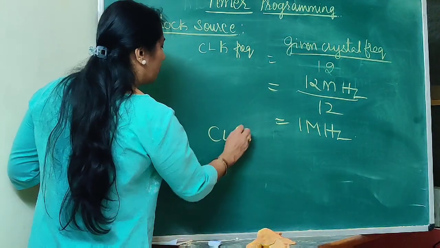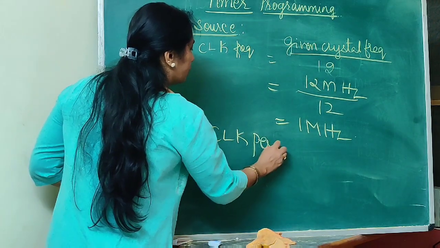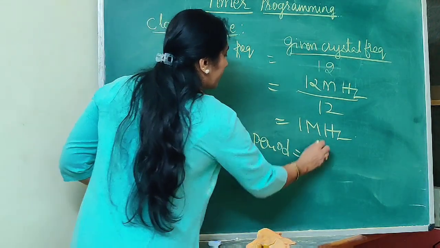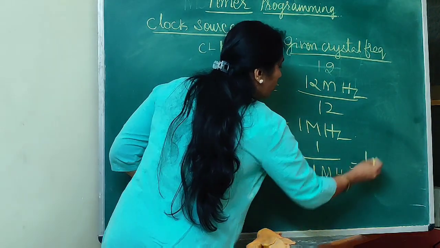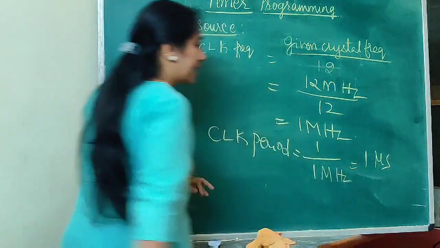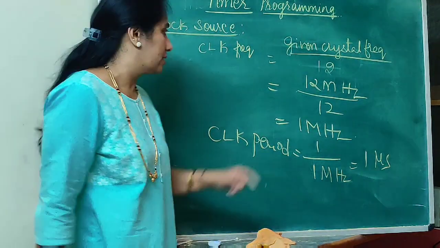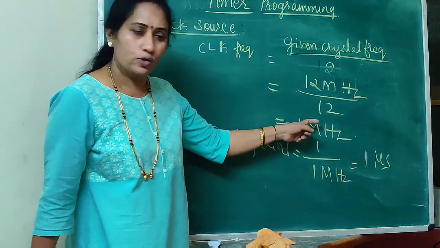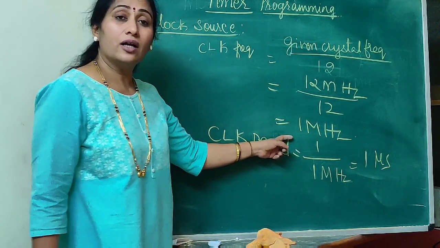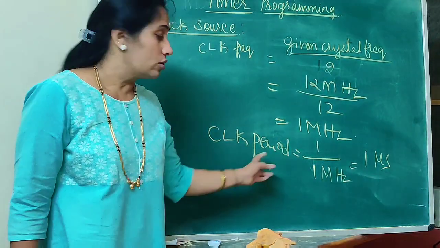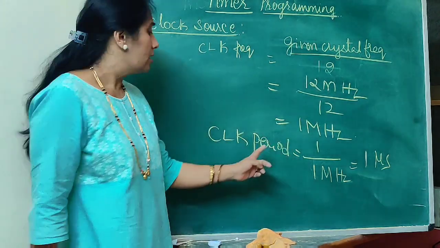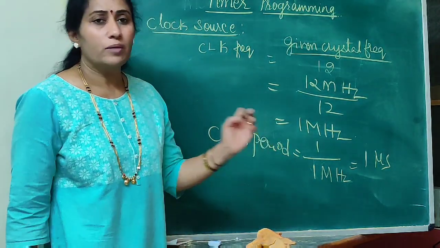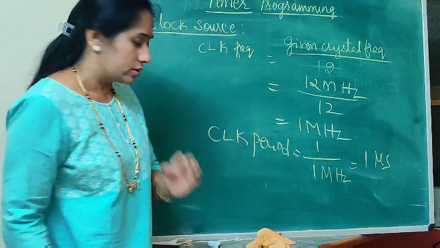And what will be the clock period? Take the reciprocal of that. You're going to get the clock period, that is 1 divided by 1 megahertz. It is equal to 1 microsecond. So this is how you're going to calculate. The given crystal frequency should be divided by 12 in order to get the clock frequency and in order to get the clock period. The same frequency is for the machine cycle and the same period is going to be for the machine cycle period. You should note this one.